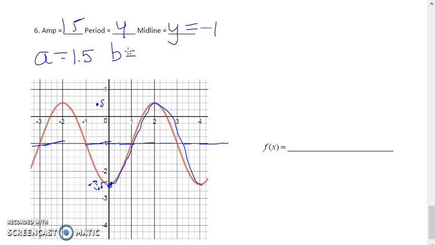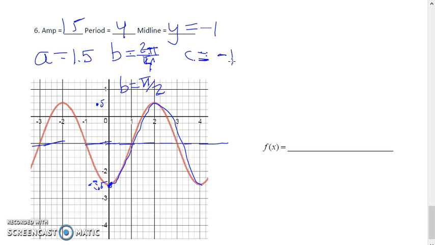Remember, if you have any questions, always ask your teacher the next day. All right, so B is then 2 pi divided by 4. So therefore, B is equal to pi over 2. And then since the midline is negative 1, C is negative 1 as well.